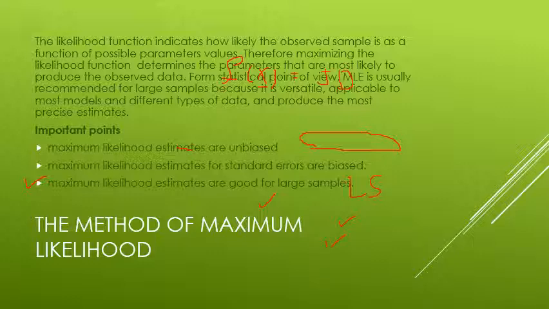Here are some other properties from the last slides: the maximum likelihood estimates are consistent, efficient, sufficient, but not unbiased. These properties can be used to formulate MCQs in your paper. So do not take them lightly, because your paper is based on these short questions and MCQs.